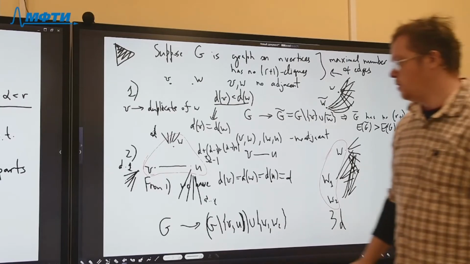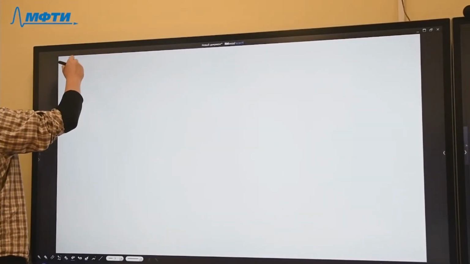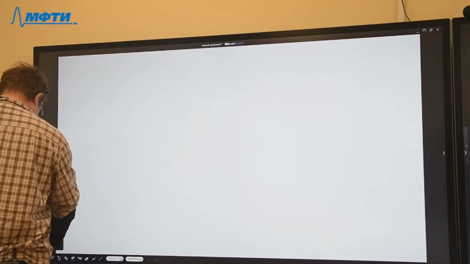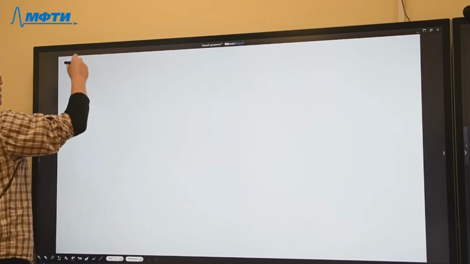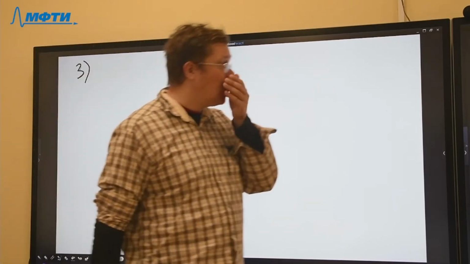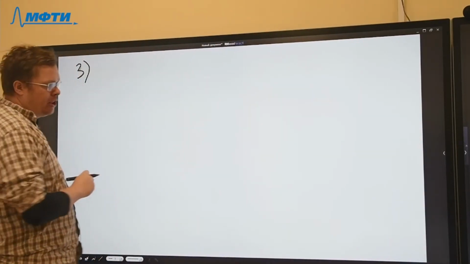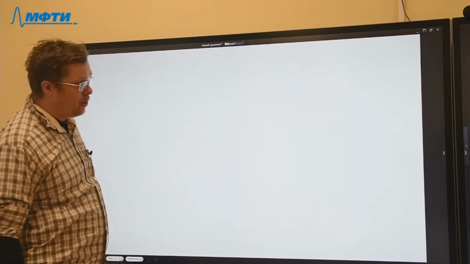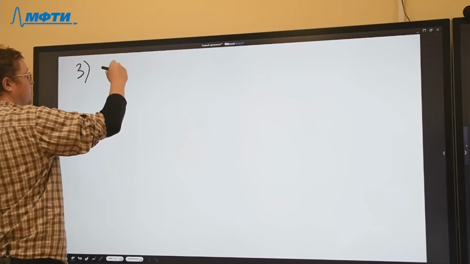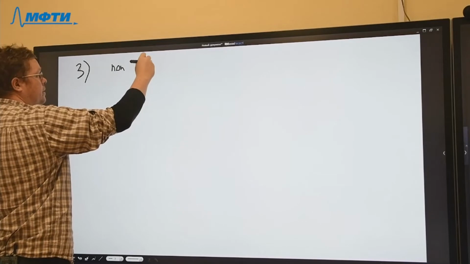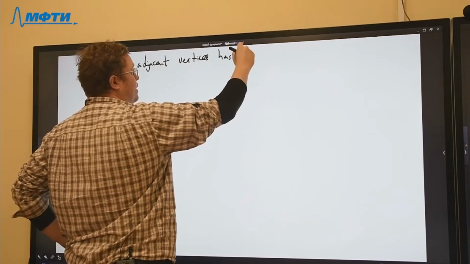So now G has two properties. First of all, non-adjacent vertices have the same degree.